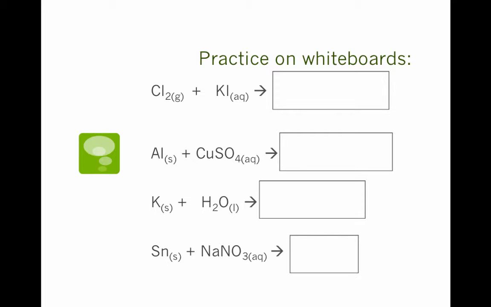Welcome back. I hope you paused your video and have worked these out on your notebook paper or any scrap paper you have lying around. So first, let's look at chlorine and potassium iodide reacting together. We do have a reaction because chlorine is above iodine in the activity series. And we do need to add in a couple of coefficients to balance the equation.